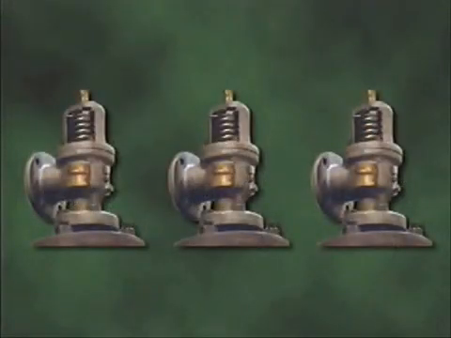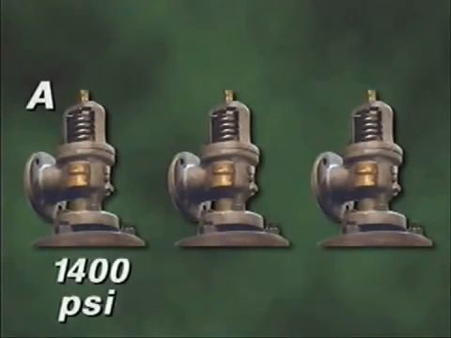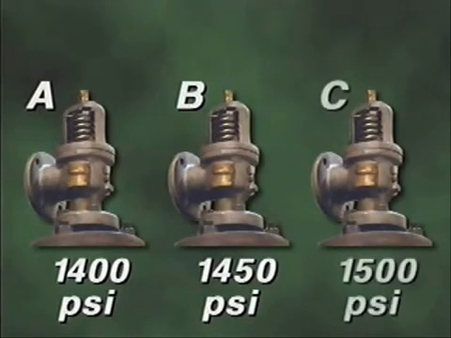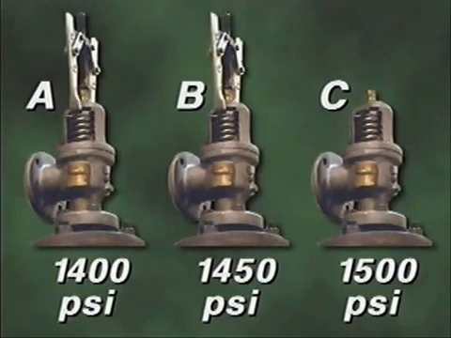For example, assume that a system contains these 3 safety valves. Valve A is set to open at 1400 psi, valve B at 1450 psi, and valve C at 1500 psi. If you're going to test valve C, you must gag valves A and B, because the popping pressures of A and B will be exceeded during the test of valve C.